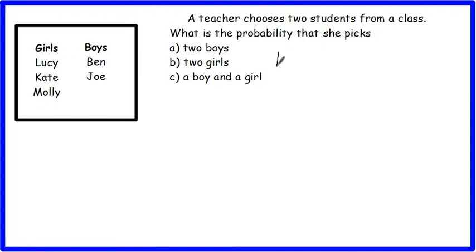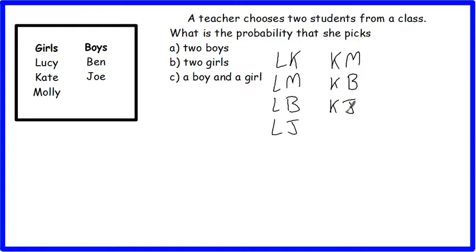If Lucy was chosen, Lucy could go with Kate, Lucy could go with Molly, Lucy could go with Ben, or Lucy could go with Joe. Okay, so let's pick Kate. I'm not going to write down Kate and Lucy because that's exactly the same thing. So I'm going to fix here on Kate. Kate could go with Molly, Kate could go with Ben, or Kate could go with Joe.